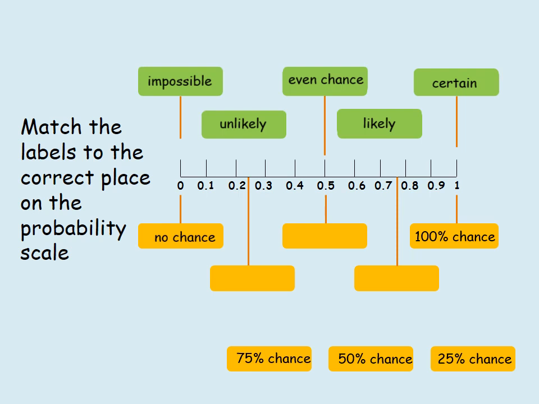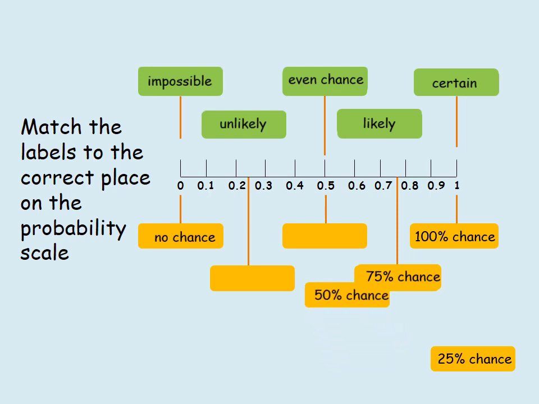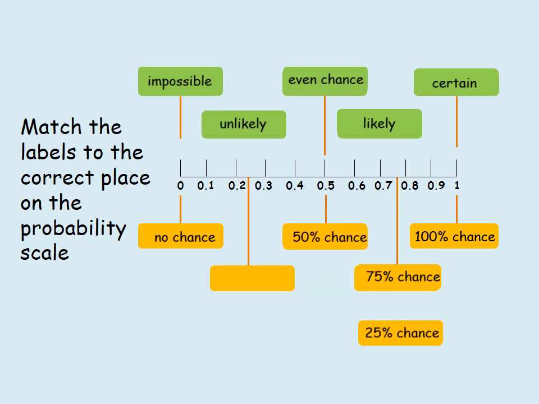75%. Where will we put 75%? Excellent. Here it's likely. 50%. Where do we put 50%? Excellent. It's even chance. 25%. It's unlikely. Excellent.